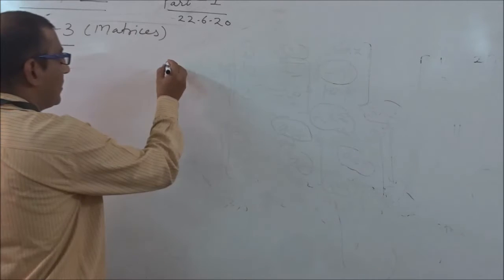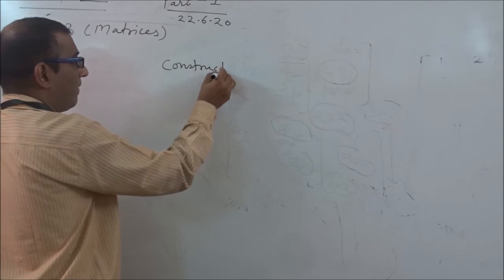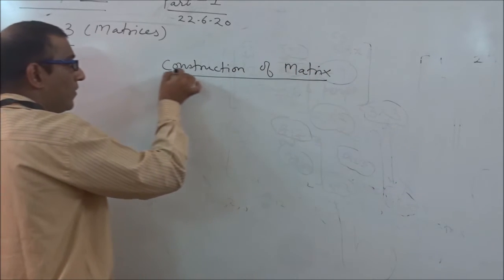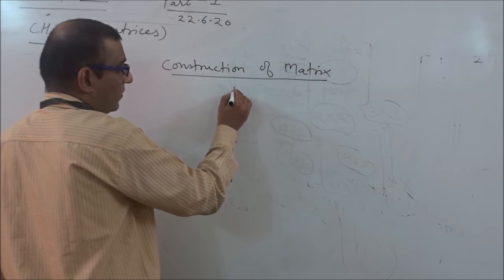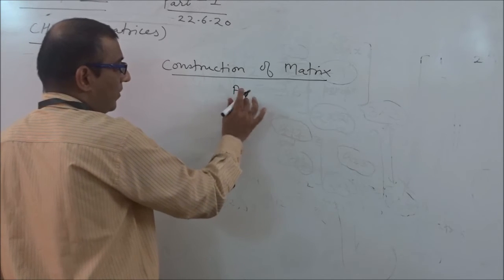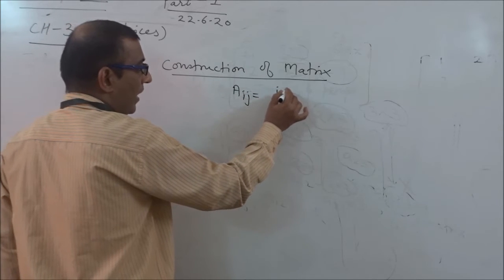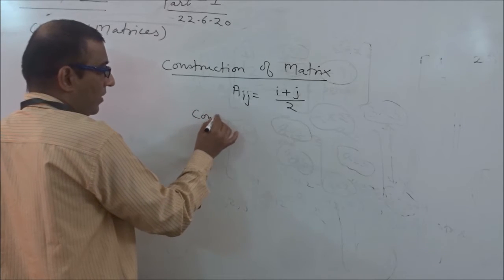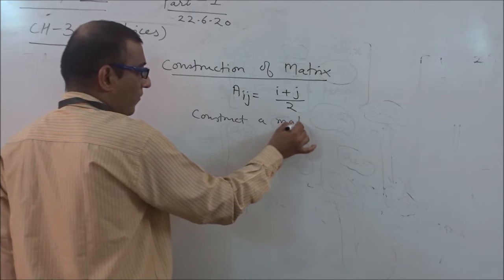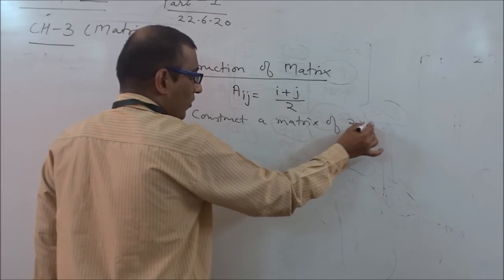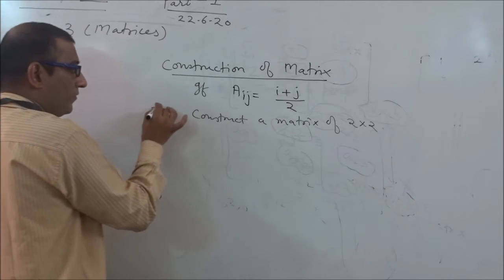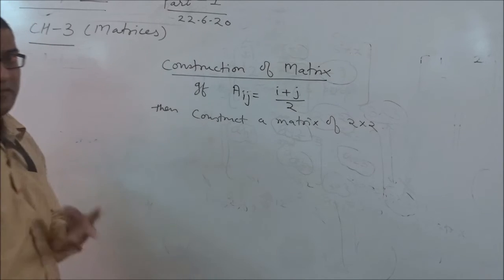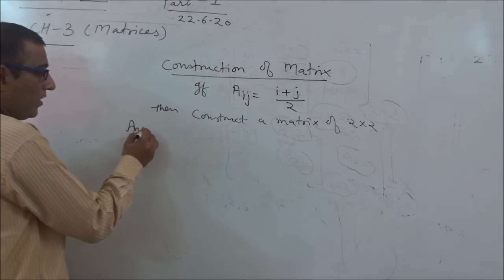And the next topic is construction of matrix. So if you want to make a matrix related with Aij equals to I plus j upon 2, and we want to construct a matrix of 2 into 2. If this relation is given, if Aij equals to I plus j upon 2, then construct a matrix of 2 into 2. It means we want 4 entries. So how can we calculate it?